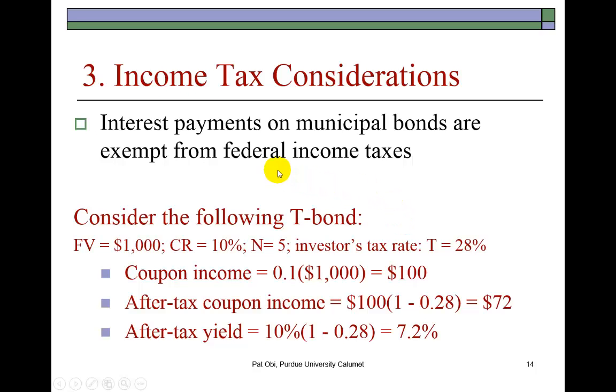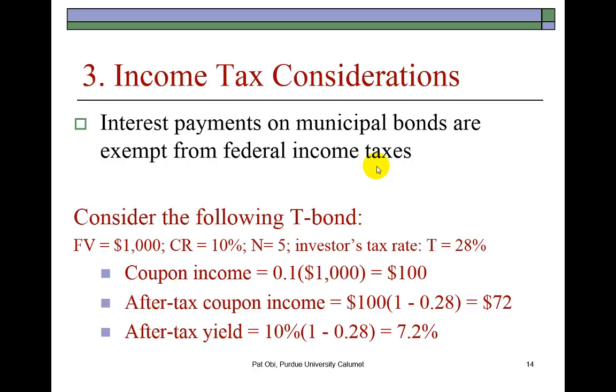And then finally, income tax considerations. First of all, there are certain bonds that require different tax payments on the same amount of income. But more directly, interest payments on municipal bonds in the United States are exempt from federal income taxes. So if you buy a municipal bond that pays you 5% per year, that 5% is for you to take home and enjoy fully.